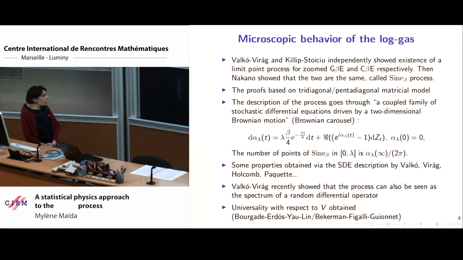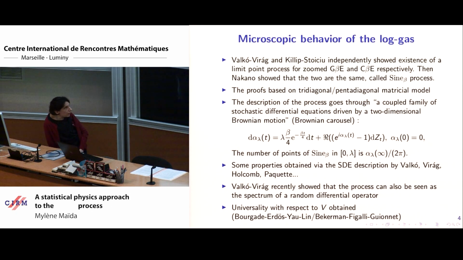Also, we can mention that this was for G beta and C beta, so for quadratic or zero potential. But universality has been shown with respect to the potential V, and this has been done independently by Bourgade, Erdős, Yau, and by Bekerman, Figalli, and Guionnet with different techniques. Okay, so this is what we know about the description of the sine beta.